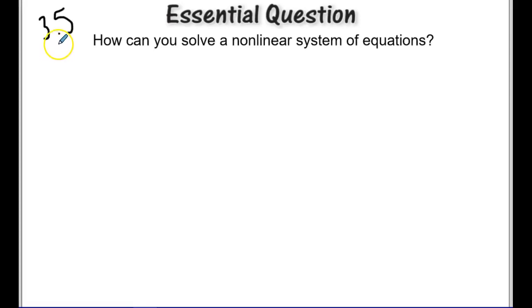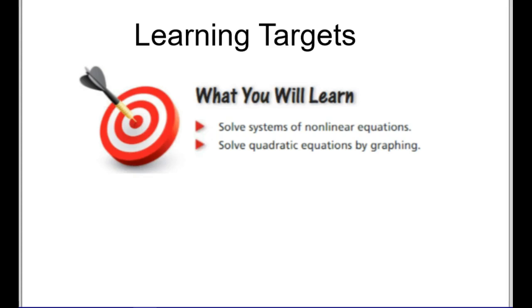Here we're looking at section 3.5, and our big question for this section is how can you solve a nonlinear system of equations? We've dealt with a lot of linear systems. That's where we have two equations written in two variables. But now we're going to be looking at some nonlinear, so we're going to be including here some quadratics and actually some circles. So here's our learning targets.